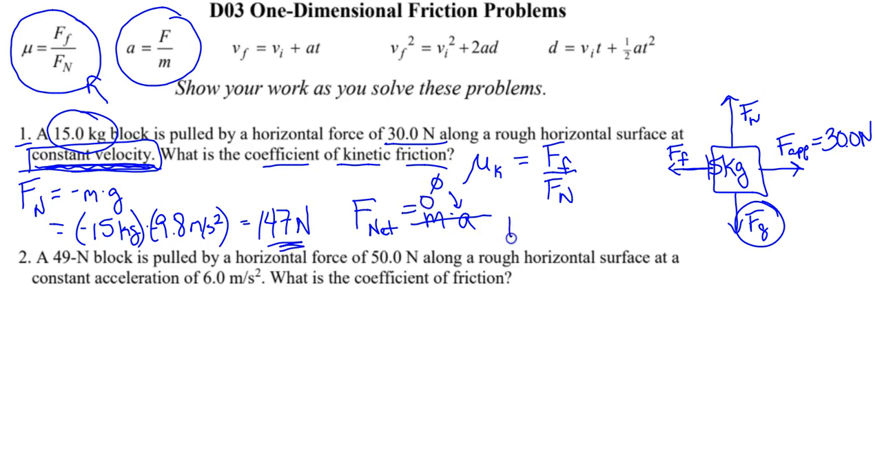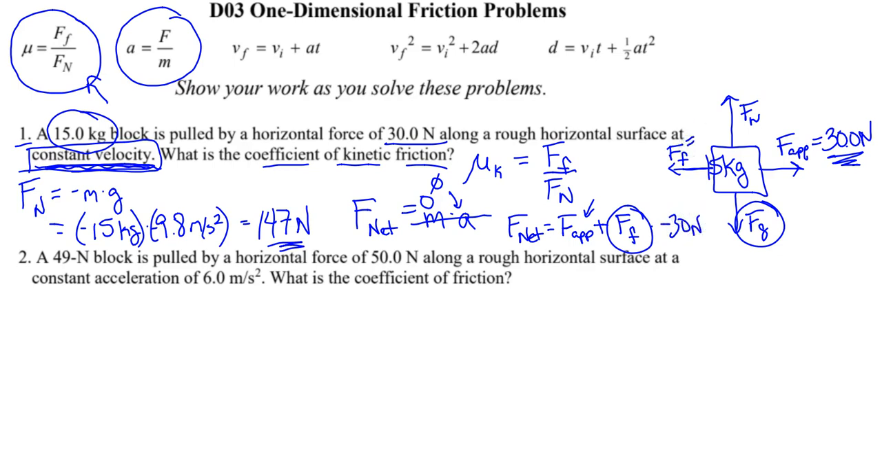Okay, and if net force is equal to the applied force plus the force of friction, that means that our force of friction has to be equal and opposite to the applied force. So our applied force was 30 newtons, so that means that our force of friction is the opposite of that, or negative 30 newtons, or 30 newtons to the left.